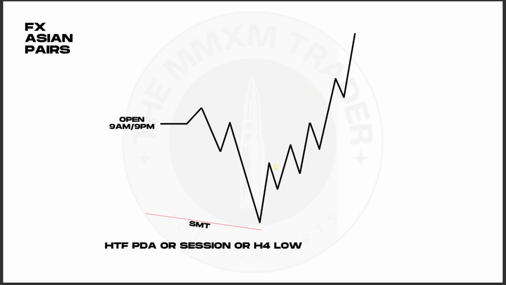And same thing for a bullish example, right? We want to focus on the 9 a.m. and the 9 p.m. candle, right, trading down lower into a higher time frame PD array or a previous session low or a 4-hour candle low, right? And then that SMT is key for the distribution phase up higher.